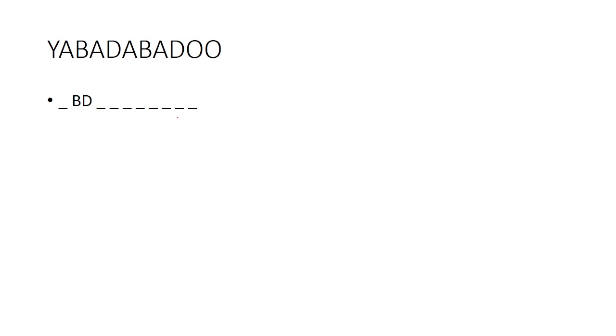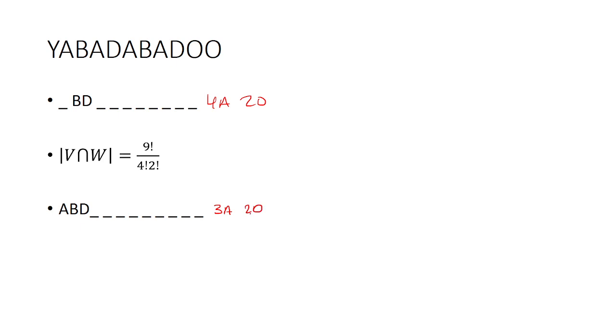Now we look at V intersect W. There's going to be 4 A's and 2 O's. There's only 1 B and 1 D left over. So that's why we have 9 factorial over 4 factorial times 2 factorial. Finally, we can figure out what U intersect V intersect W is. Well, there's 3 A's, there's 1 B, 1 D left over, and then there's 2 O's. So there's 8 letters to choose from because we have 3 A's and 2 O's. So that's why it's 8 factorial over 3 factorial times 2 factorial.